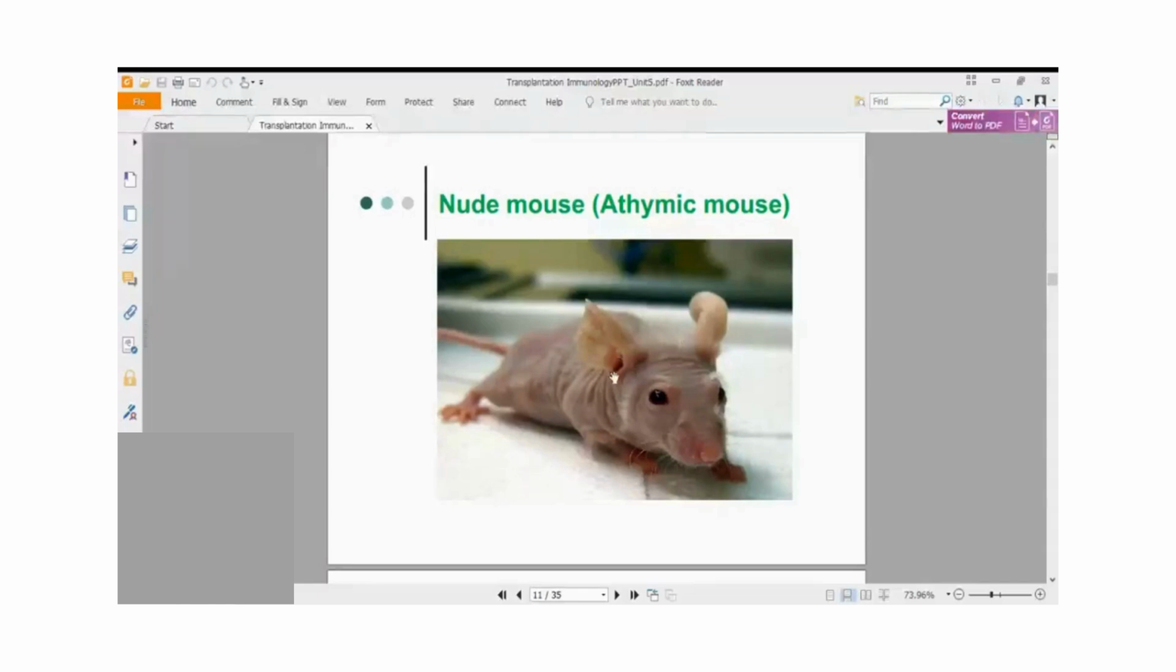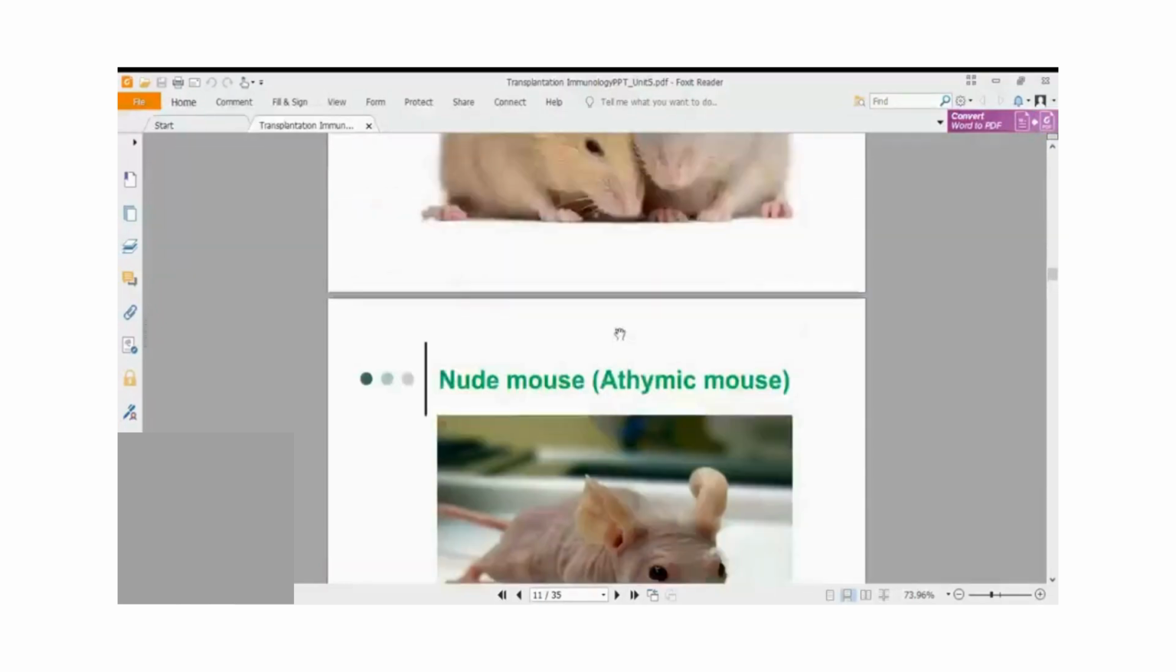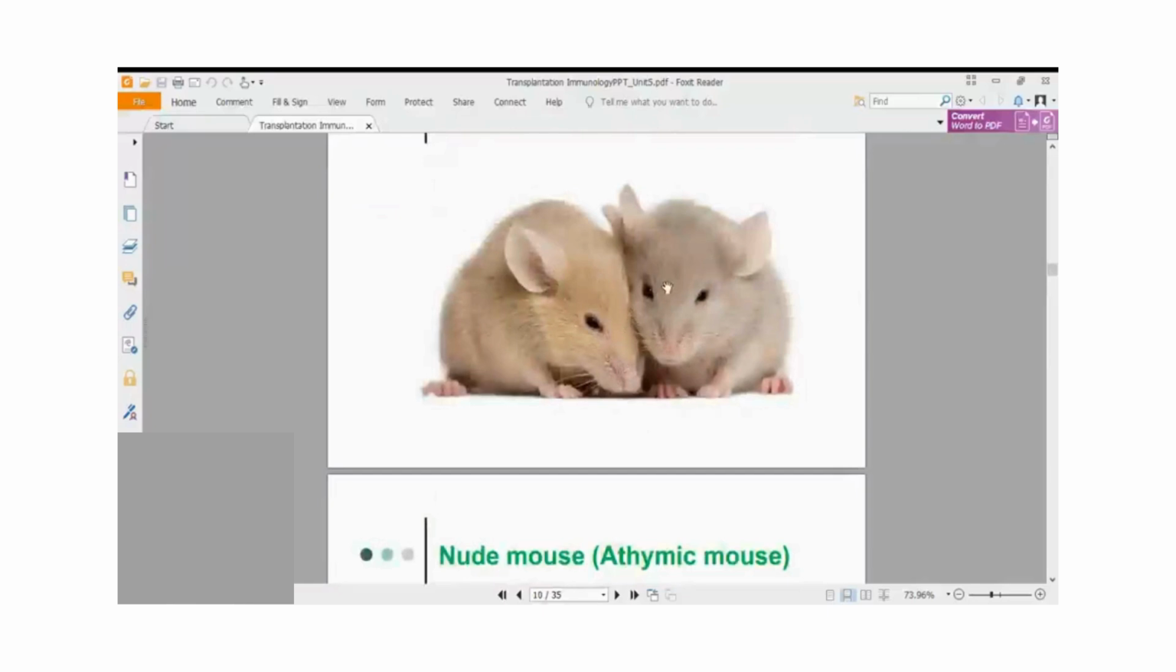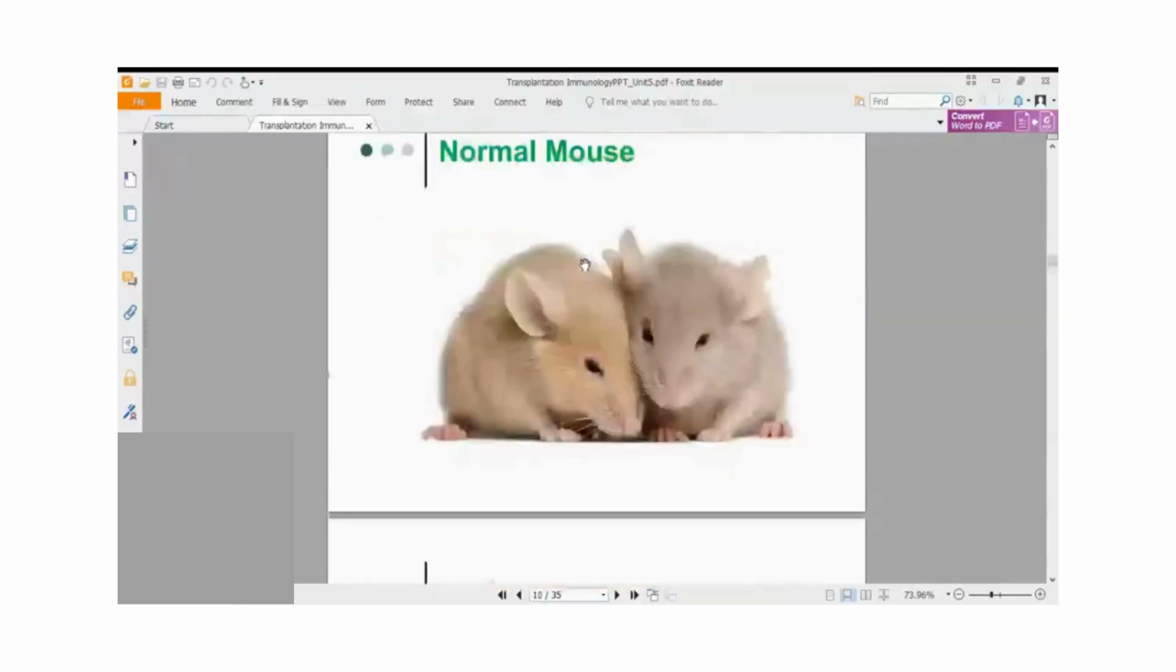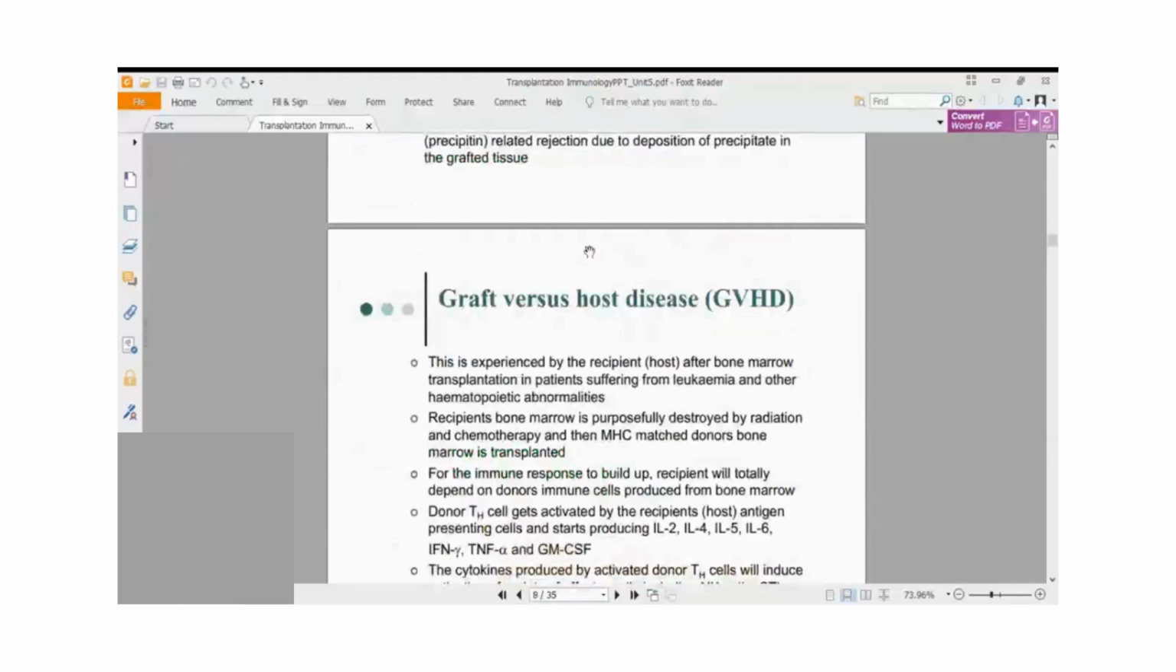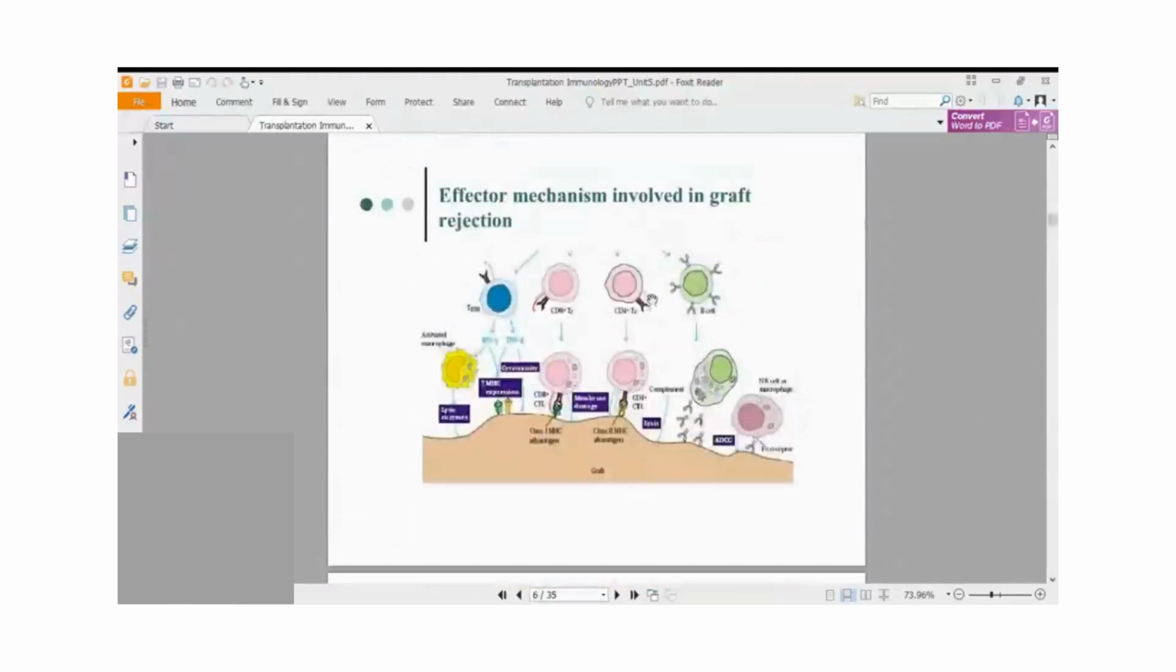And this mouse can receive a graft easily. When you take a part of skin from another mouse and transplant it into nude mice, the nude mice will accept it. It will not reject it. The reason being, it cannot mount an immune response, which I explained to you earlier. This type of immune response, the effector mechanism involving Th cells and CD8 T cells and the TDH response, all that is not present. It is absent.